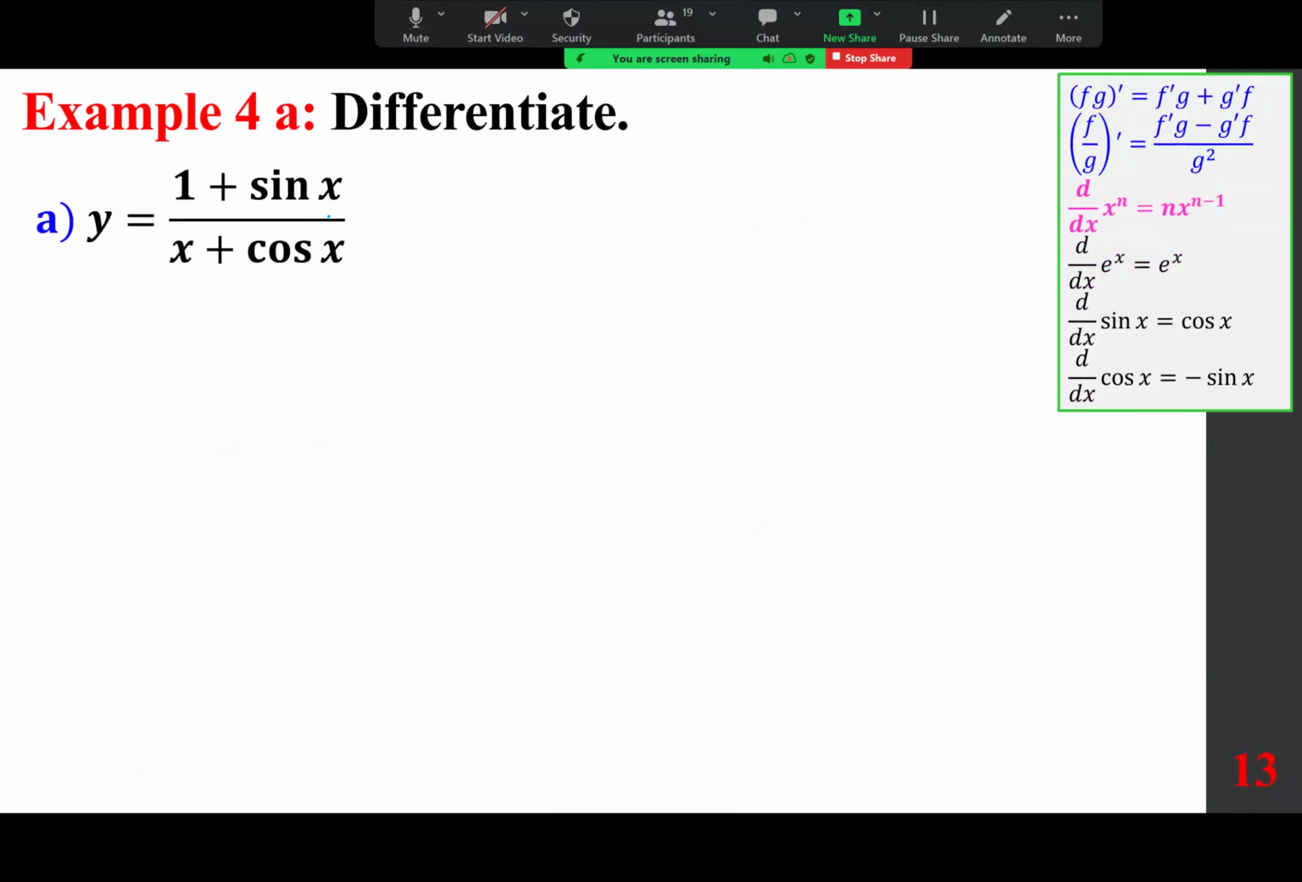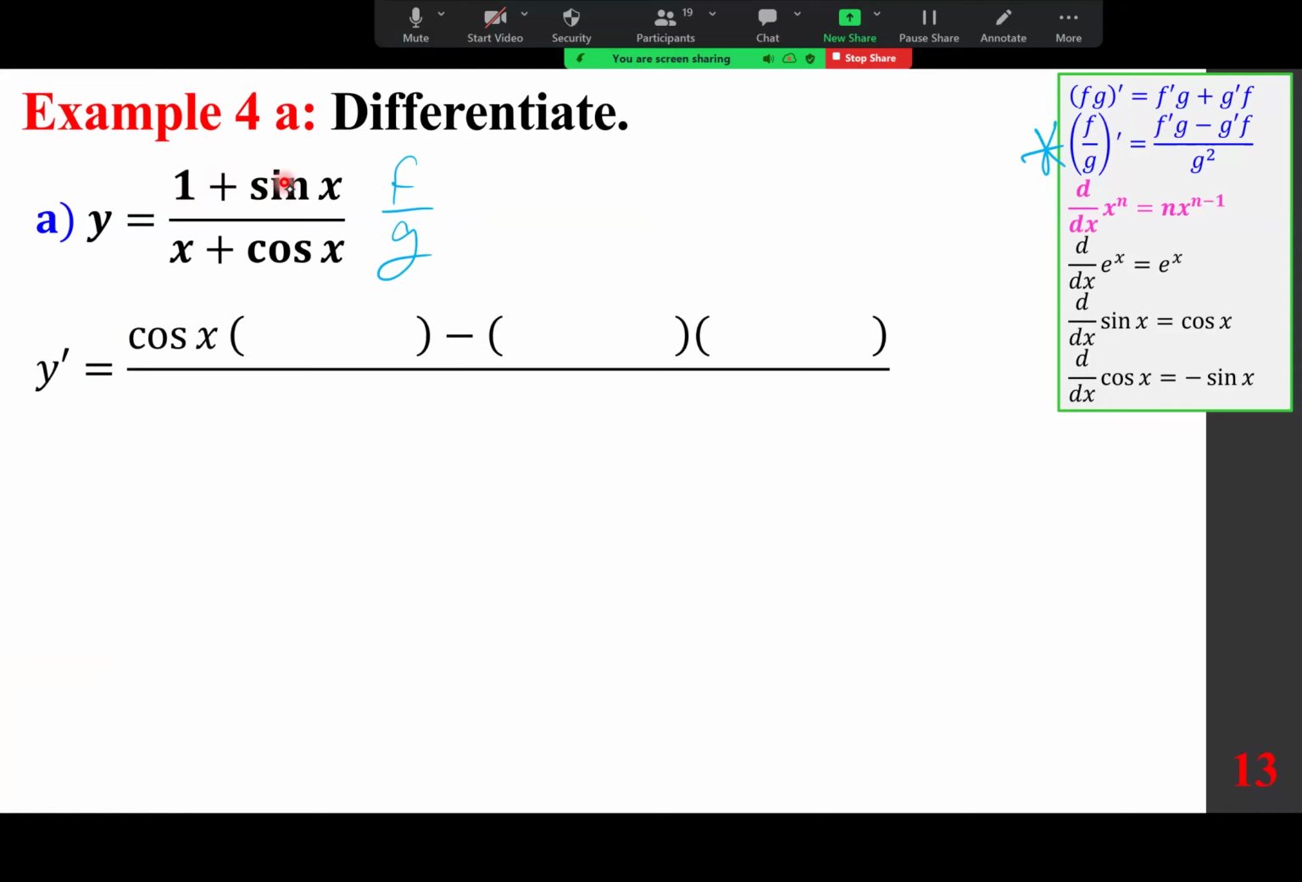y equals (1 plus sine x) over (x plus cosine x) requires the quotient rule as well. So f prime: the derivative of 1 is 0, the derivative of sine is cosine, times g, x plus cosine x, minus g prime, which is 1 plus negative sine x. That means, because the derivative of cosine is negative sine x, 1 minus sine x.